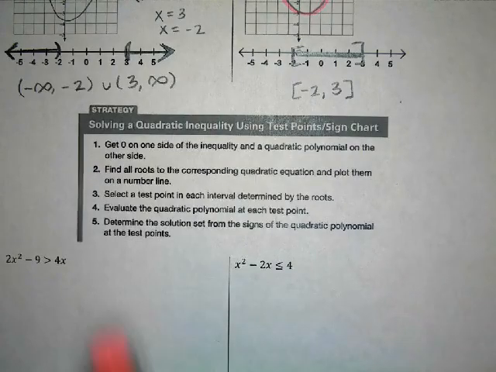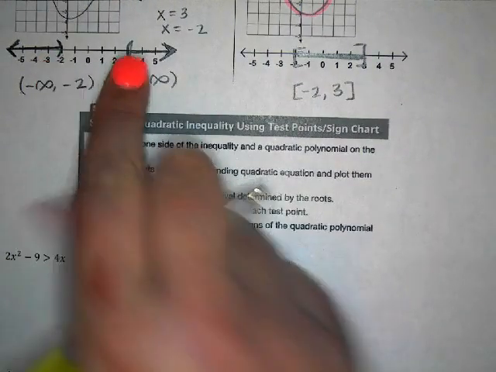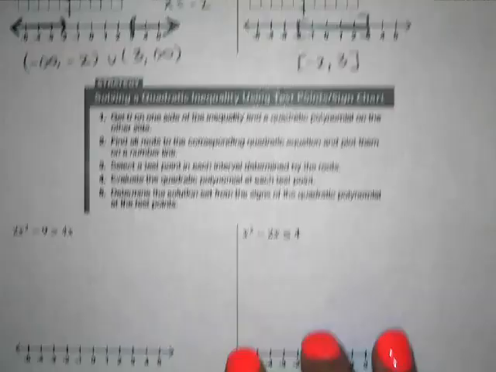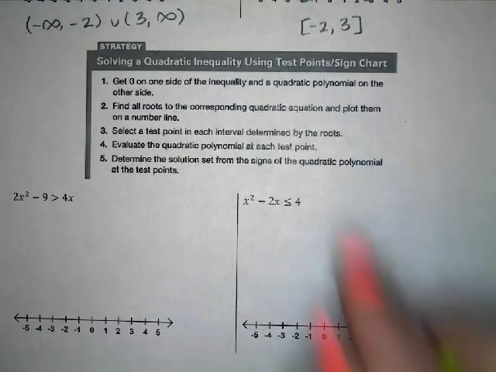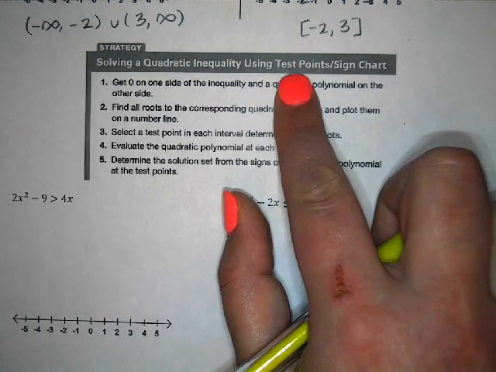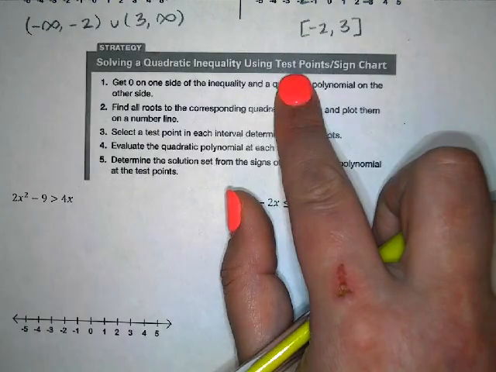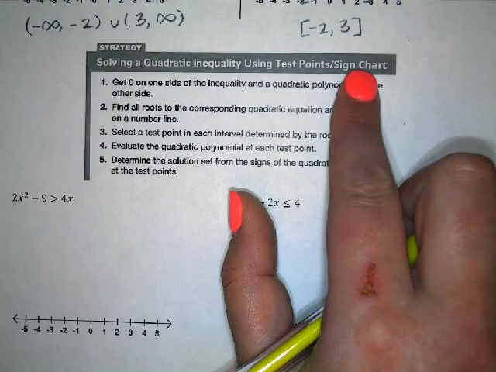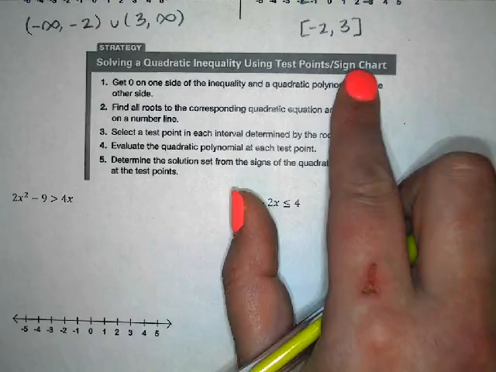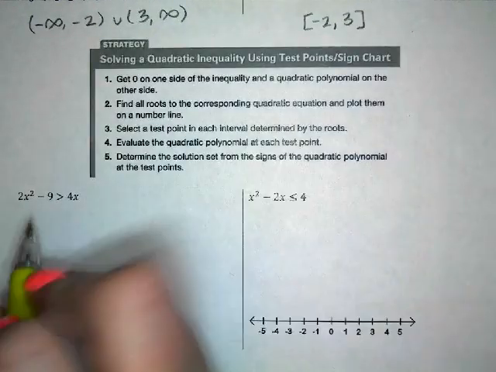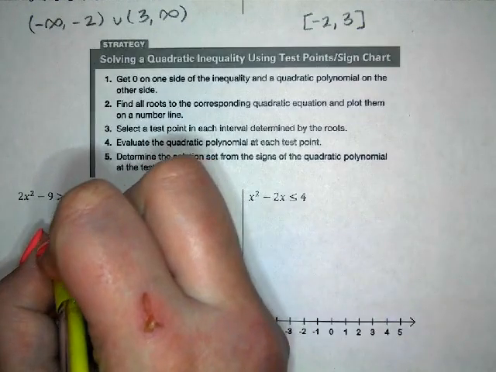The other method is to use test points. Test points are how your textbook phrases it. Sign chart is how I've heard it elsewhere. So that's what we're going to look at next. This is a typo. It should say 3x. I probably will have fixed it by the time I put this online for you guys, but I just want to make sure that says 3x right there.